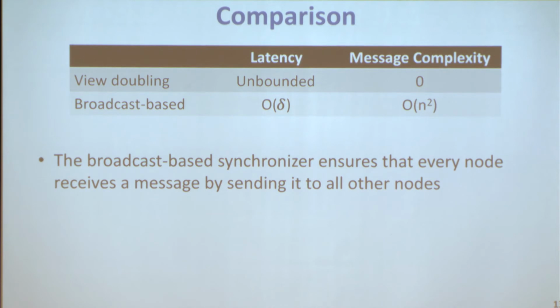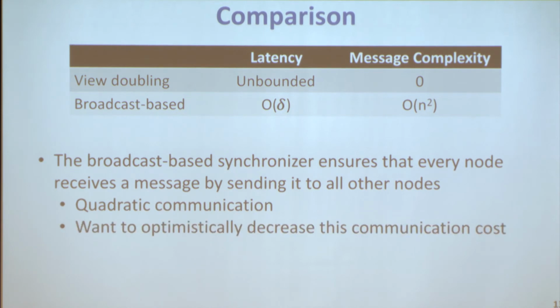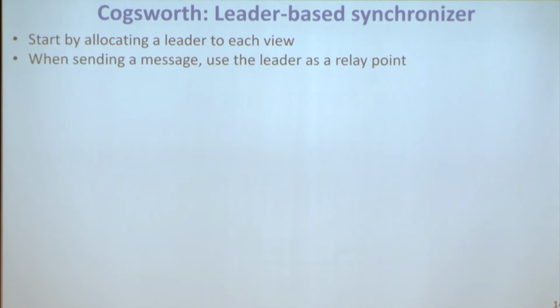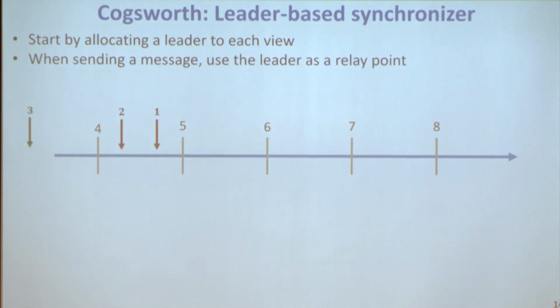Now the broadcast-based synchronizer ensures that every node receives a message by sending it to all the other nodes. What we want to do is optimistically decrease this communication cost. This is where Cogsworth comes into play. Cogsworth is a leader-based synchronizer. We start by allocating a leader to each view, so each view has one of the processes or nodes as its leader. When you send a message, instead of sending it to all the other nodes, you use the leader as a relay point, and I'll show you through an example.